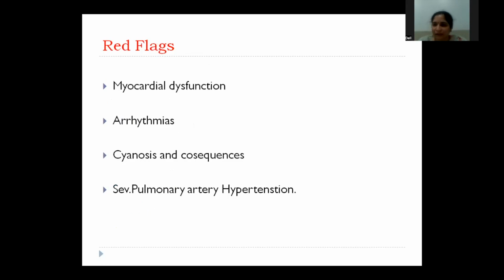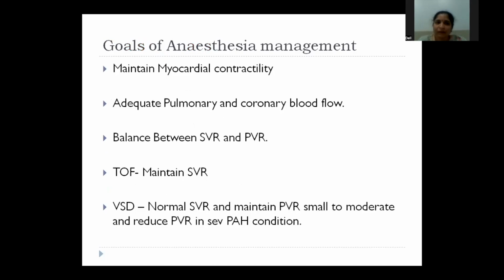So whenever you are taking these patients, just keep in mind that these patients may have myocardial dysfunction, they may have arrhythmias, fatal arrhythmias, cyanosis, and their consequences we have to manage, and the severe pulmonary hypertension they have, and this crisis can occur in the perioperative period. So, in the same context, we have to maintain the goals of our anesthesia management. We have to maintain myocardial contractility, try to maintain adequate pulmonary and coronary blood flow. We have to balance between the SVR and PVR. SVR is systemic vascular resistance, and PVR is pulmonary vascular resistance.